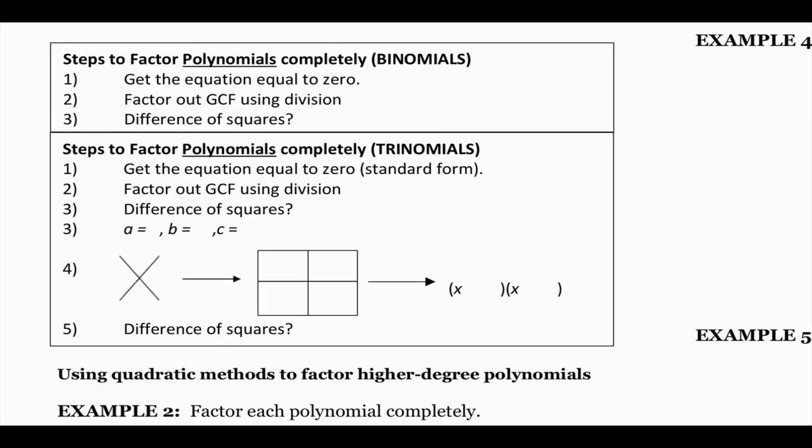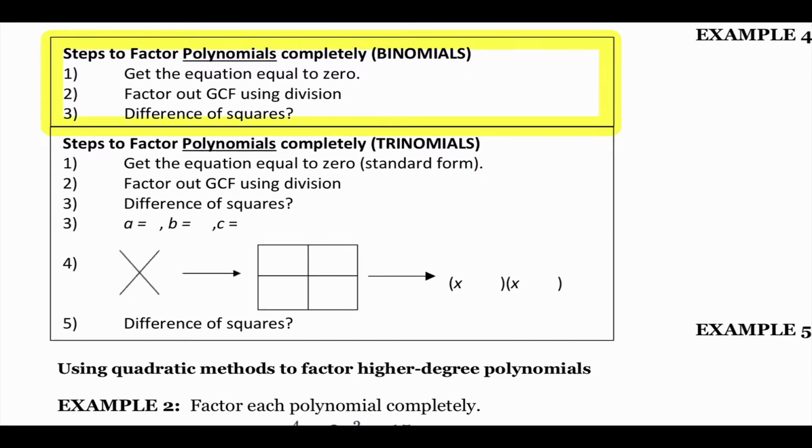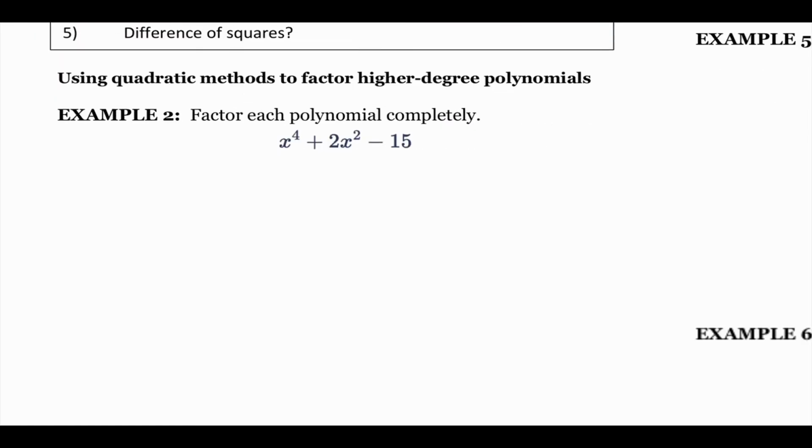All right, so let's go to the back now. Like I said, this part right here is new. The bottom part, not necessarily new. We've done it before. So factoring, that's what we're doing today. If it's a trinomial, we're going to use the bottom steps. If it's a binomial, we're going to use the top steps. All right, so let's look at example number 2.